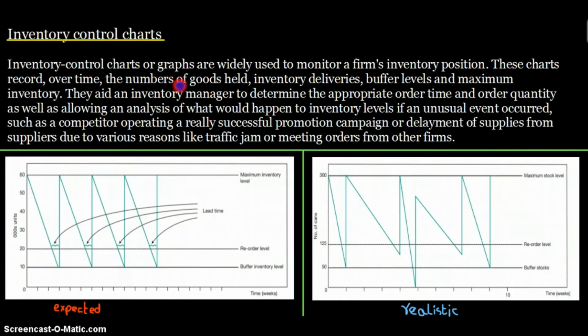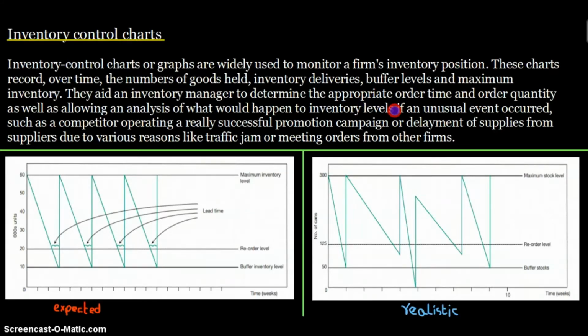So inventory control charts or graphs are widely used to monitor a firm's inventory position. These charts record over time the number of goods held, inventory deliveries, buffer levels, and maximum inventory. So basically, it helps to record all of these factors: what is the inventory held at the current position, how much inventory might be held, and what is the buffer level. We already had a little brief discussion about what buffer level is and what the maximum inventory is. They also aid an inventory manager to determine the appropriate order time and order quantity.